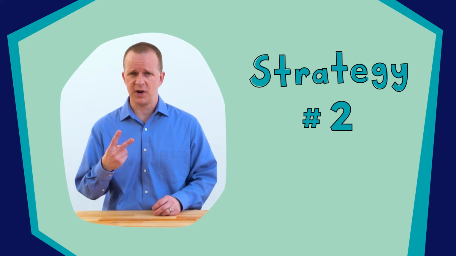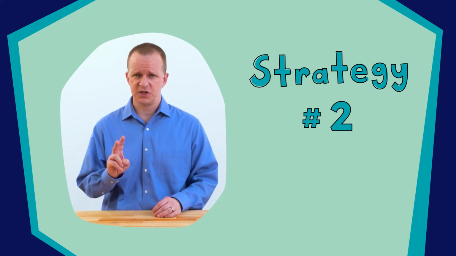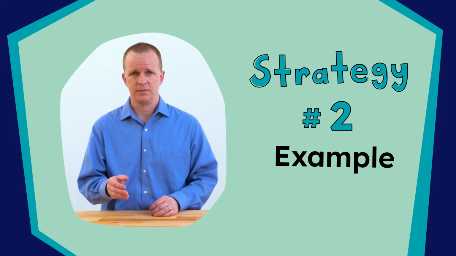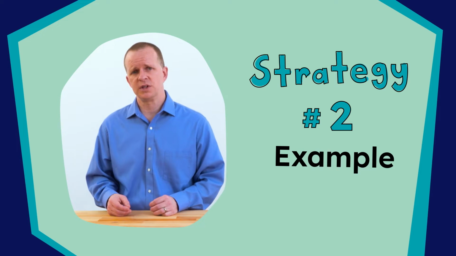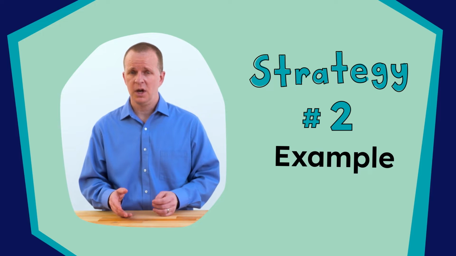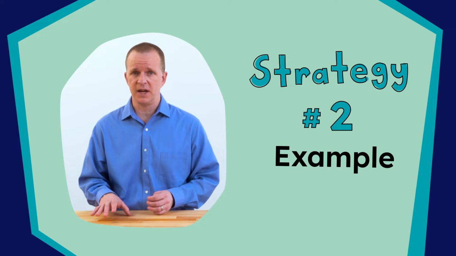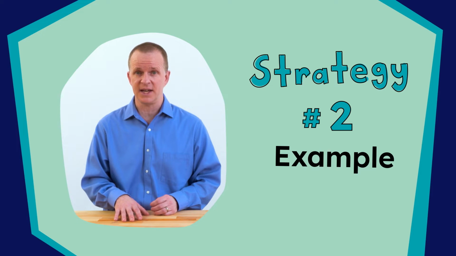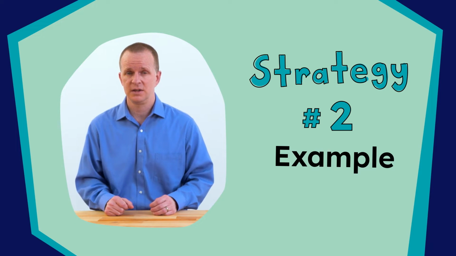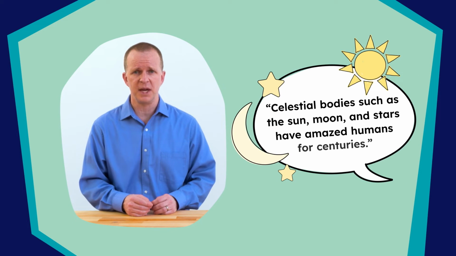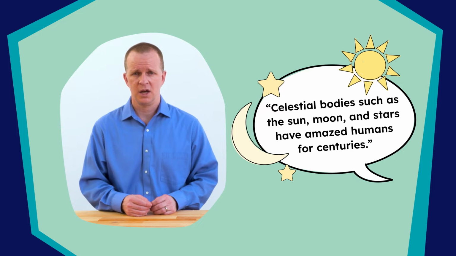Okay, now we're ready for strategy number 2. Go ahead and write strategy number 2 on your paper and then write example. Strategy number 2 is when we have a difficult word, but if we look carefully at the other words around it in the sentence, we can find examples that can help us to guess at what that word means. Take a look for yourself. Celestial bodies such as the sun, moon, and stars have amazed humans for centuries.